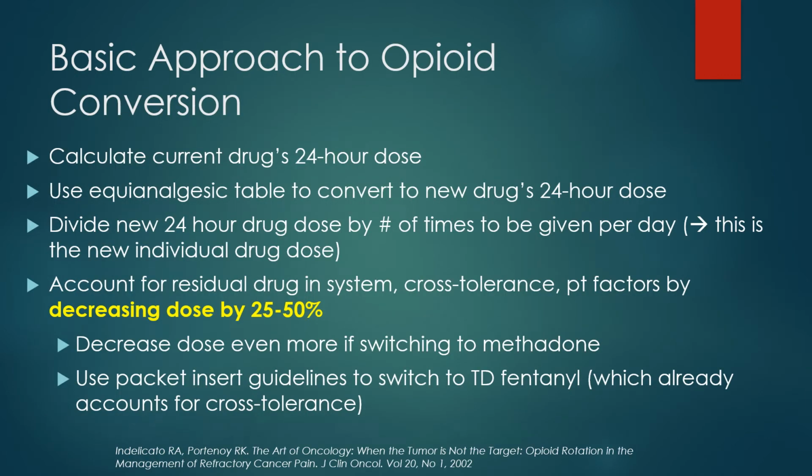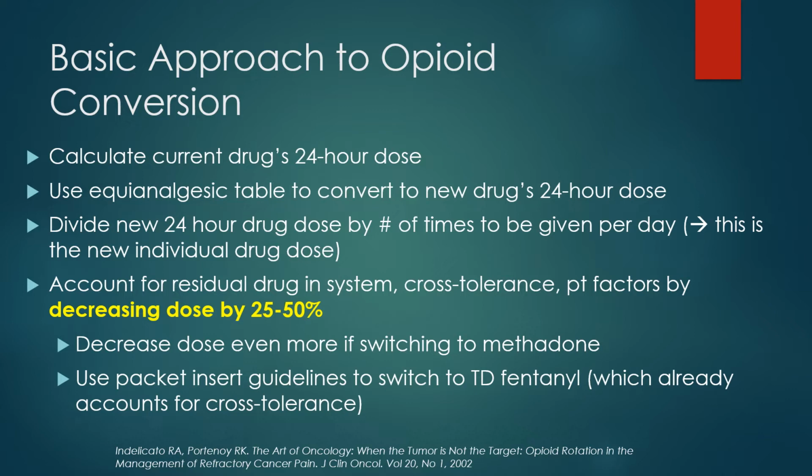This is the basic approach to converting one opioid to another. First, calculate the current drug's 24-hour dose. Next, use an equianalgesic table to convert to the new drug's 24-hour dose. Next, divide the new 24-hour drug dose by the number of times to be given per day. This is the new individual drug dose.